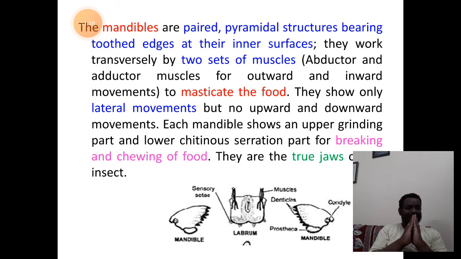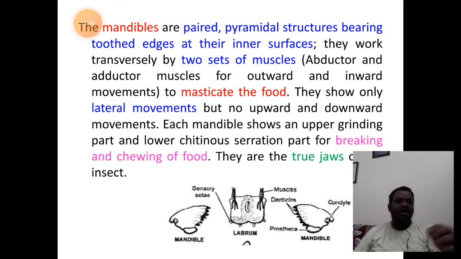So the mandibles act as the true jaws of the insects. We know jaws are provided with teeth, which help in the mastication and grinding of food. The same thing will happen with the mandible structures present in the cockroach also.